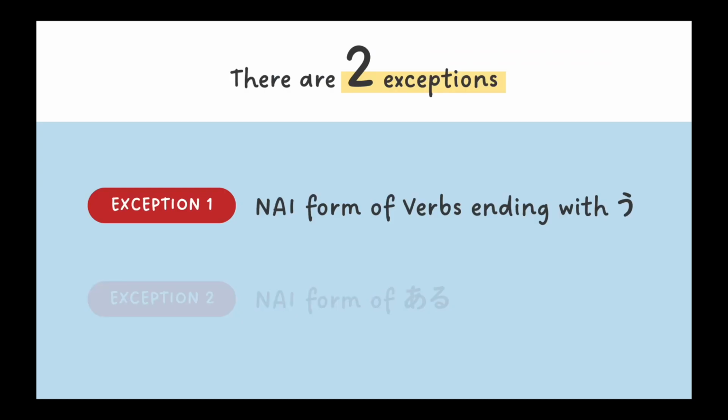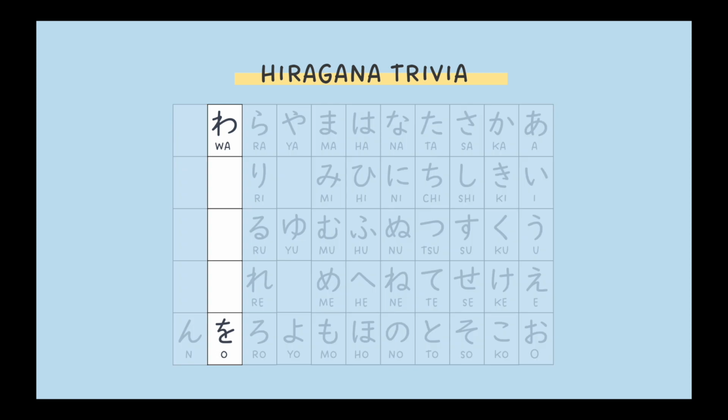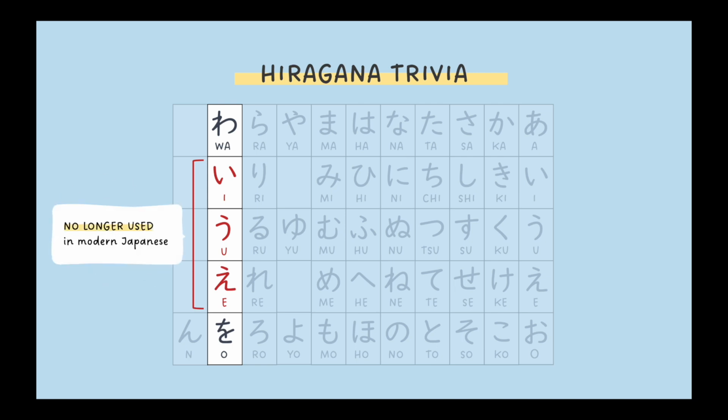Now there are 2 exceptions. Exception 1 is for verbs ending with u, such as au, to meet, or kau, to buy. To better understand this exception, here's a quick hiragana trivia. You might have wondered why the wa column has blanks. The actual wa column is wa, i, u, e, o. But i, u, e are no longer used in modern Japanese because they are the same as the i, u, e from the a column. So most of today's hiragana charts leave them blank.